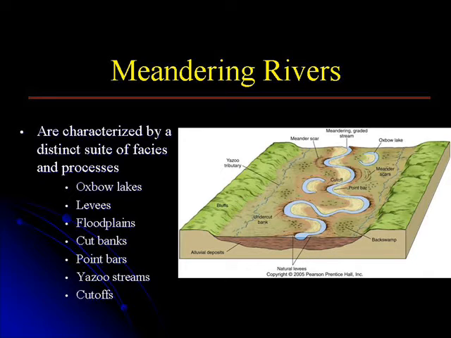This is called the point bar, and then there will be areas which are eroded on the so-called cut bank side as well. So all these terms that you see here are standard terms that are associated with the geography of meandering rivers. Some of the ones we don't really talk about too much: Yazoo streams. Yazoo streams are small little meandering channels, almost like parasitic channels.